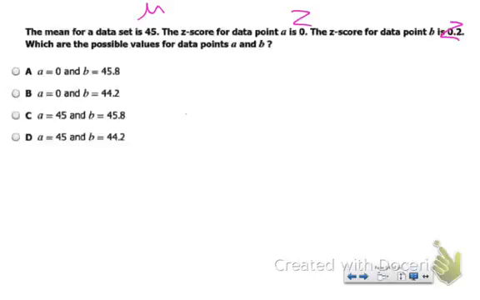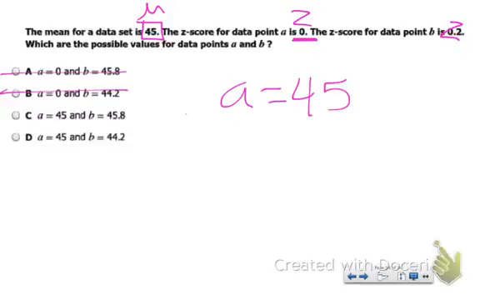So if the mean is 45, and the z-score for A is 0, remember, z-scores tell us how many standard deviations away from the mean something is. So what that means is that data point A is 0 standard deviations away from the mean. So if it's 0 away from it, A has to be the same as the mean. Okay, so it has to be C or D. We know A has to be exactly 45.